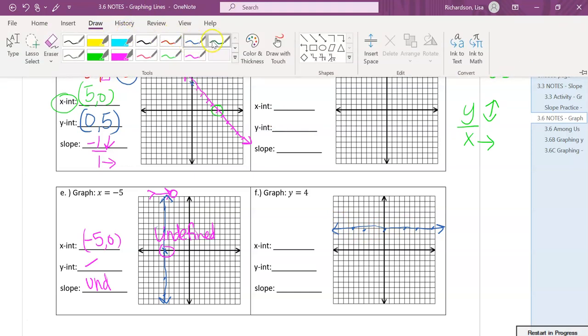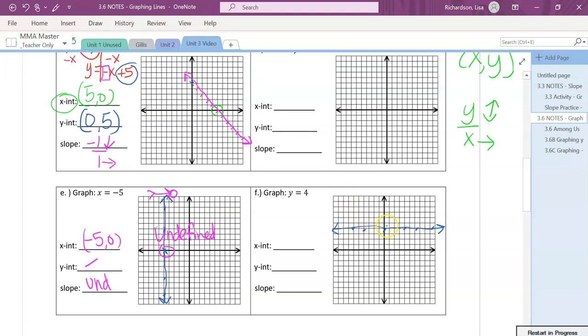That means, let me get a different color, that y equals 4 is our y-intercept. I'm sorry, it is positive 4, so it is 0, 4. It's never going to cross the x-axis because it's horizontal. It's parallel to it. And its slope is, Kyle is bored. He's just going back and forth with nothing to do. It also makes the slope 0.